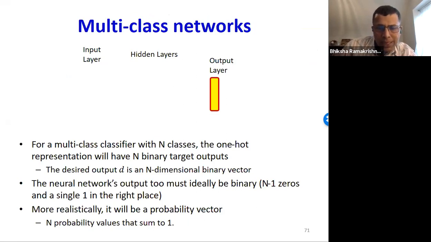So for a multi-class classifier with n classes, the desired output is going to have n binary values. The network's output also must ideally be binary, n minus 1 zeros and a single 1 in the right place. More realistically, it's going to give you a probability distribution that's not so perfect. And the business of training the network is to try to make the output as perfect as possible.